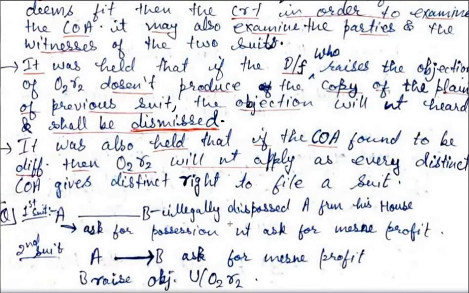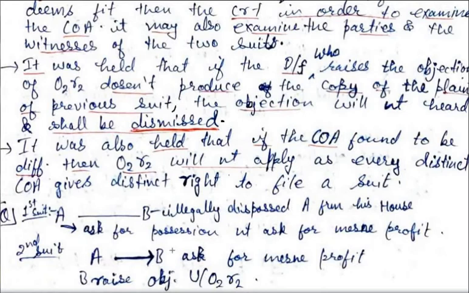Now A files a suit against B, claiming possession of the house. But in this suit he does not claim mesne profits. उसने mesne profit इसमें claim नहीं किया. He did not claim mesne profits. The suit is decided. Later on the suit is decided in his favor.